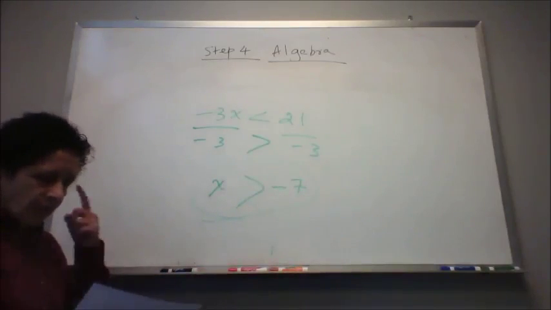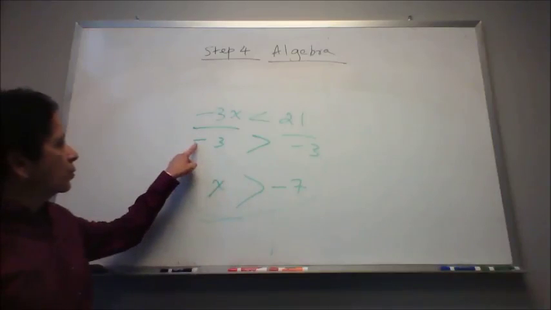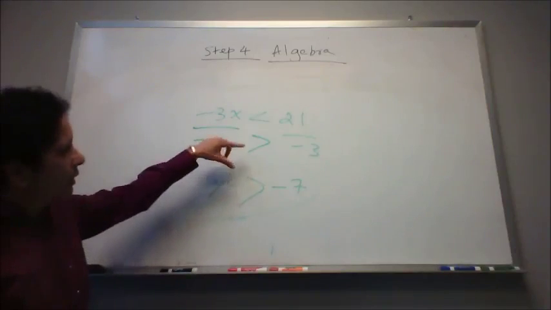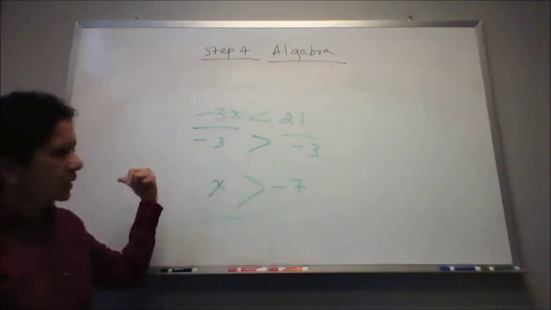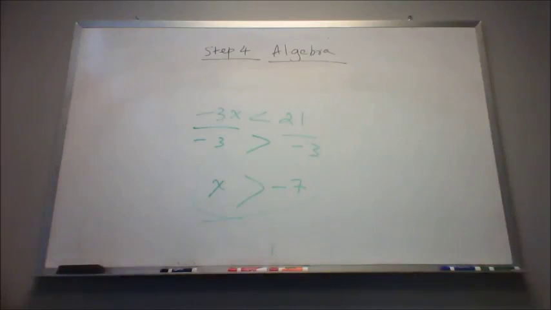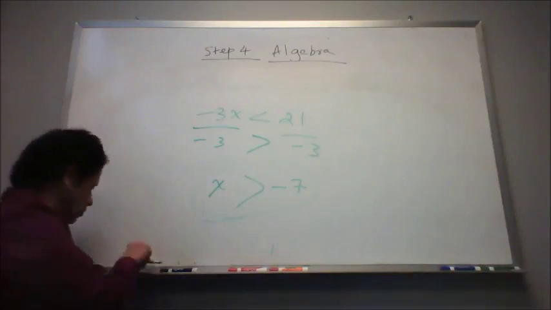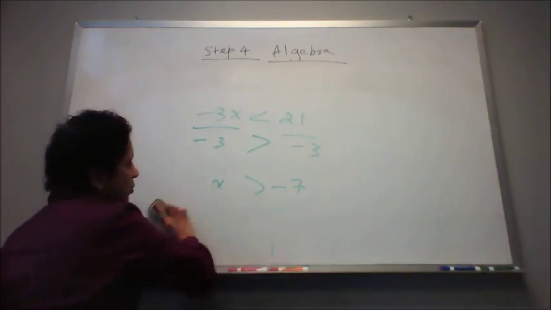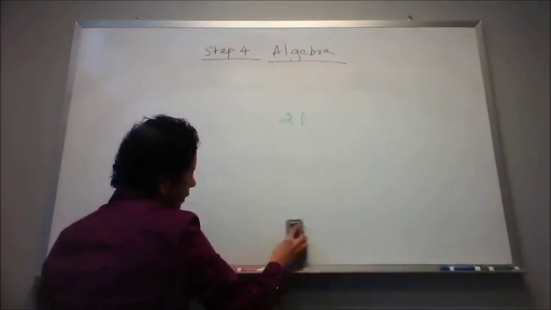So you need to remember, whenever you multiply or divide by a negative number, the inequality gets reversed, and we saw why. Now we have solved all these equations. The next thing we are going to do is solving quadratic equations.